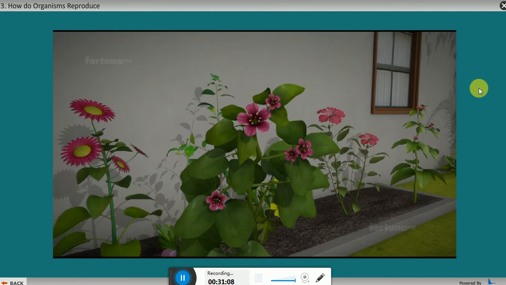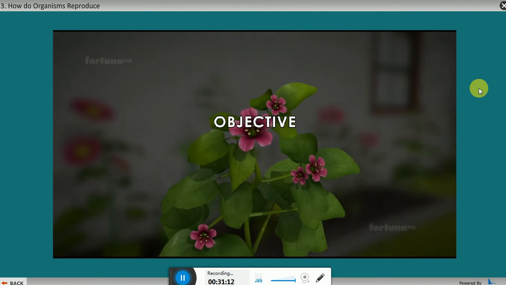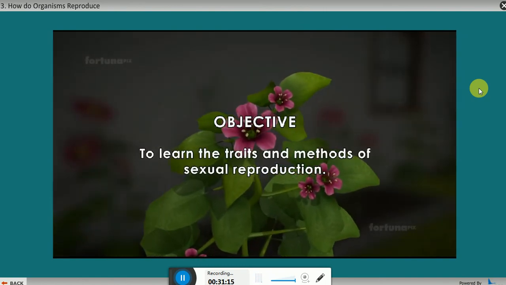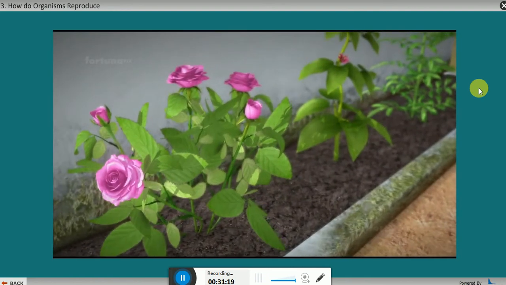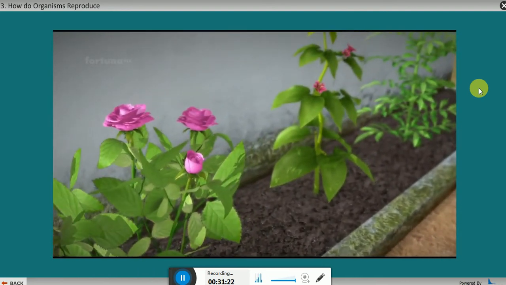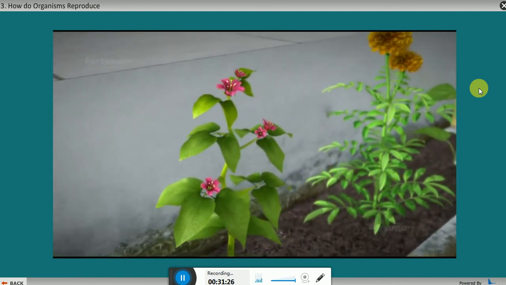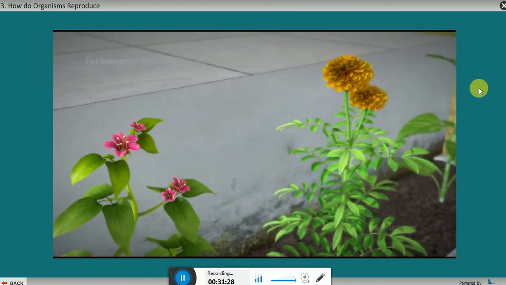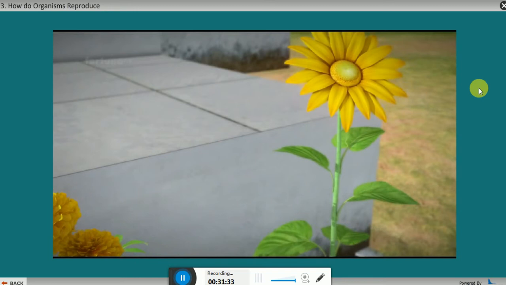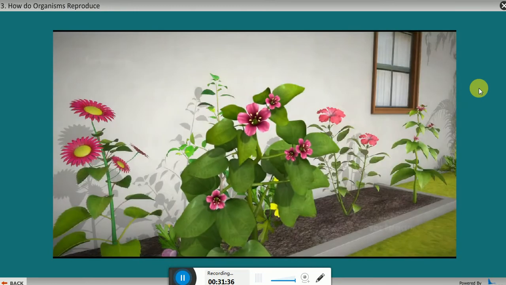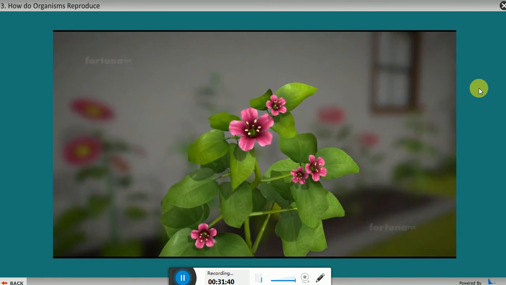Sexual reproduction. Objective: to learn the traits and methods of sexual reproduction. Reproduction is a characteristic of all living organisms and is necessary for the continuation of life. Reproduction can be of two types, either asexual or sexual. In this session, we will focus only on sexual reproduction.